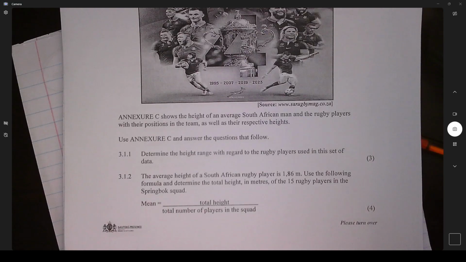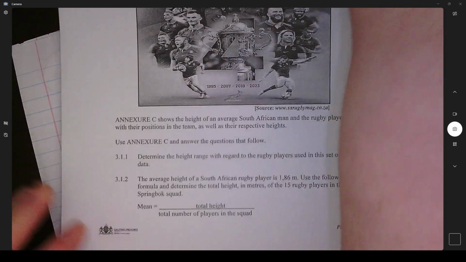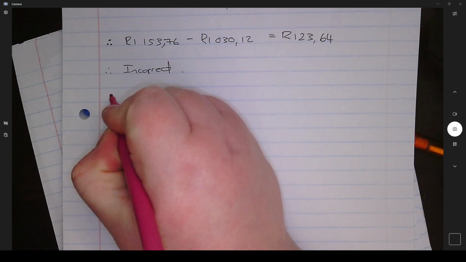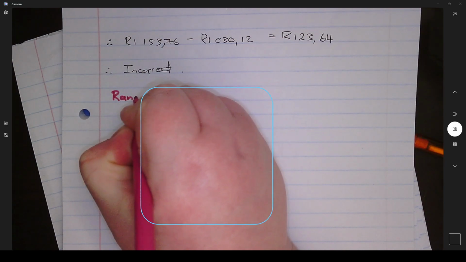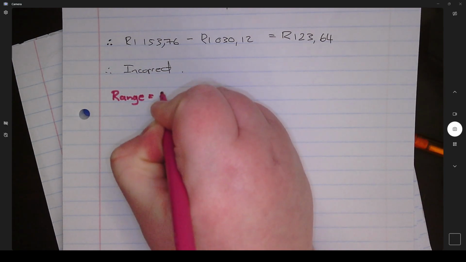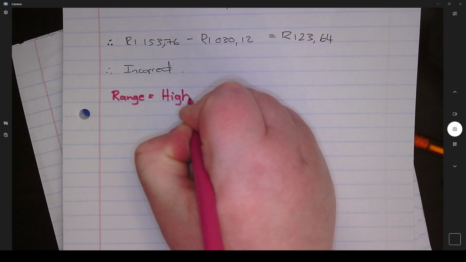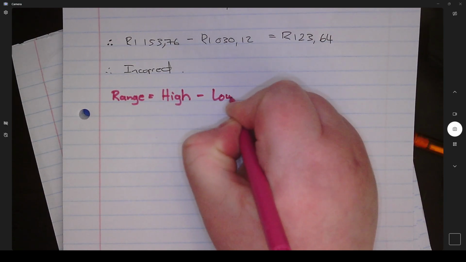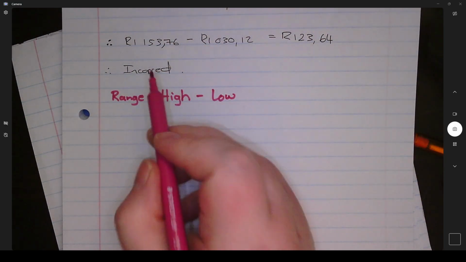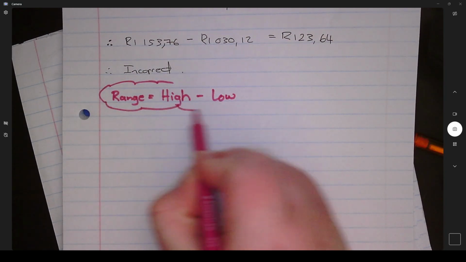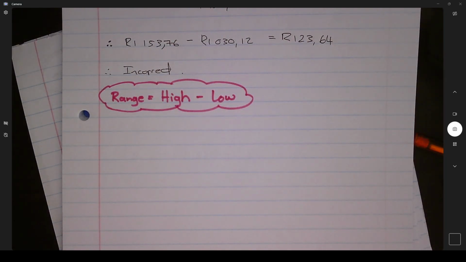3.1.1 asks, determine the range with regard to the rugby players used in this set of data. A reminder that range refers to the largest data value, or the highest data value, minus the lowest data value. It gives us an indication of how far the data is spread.